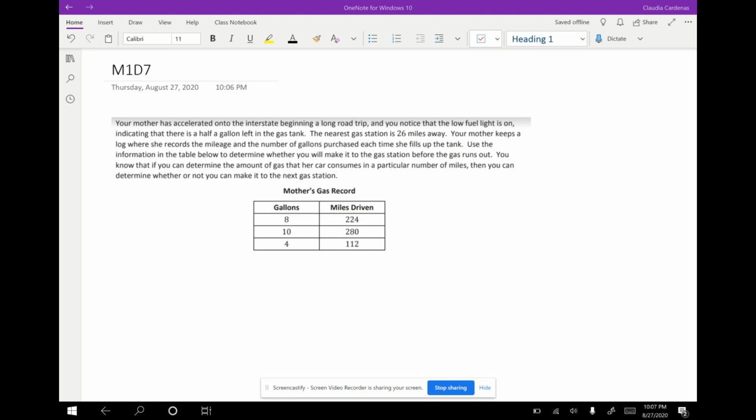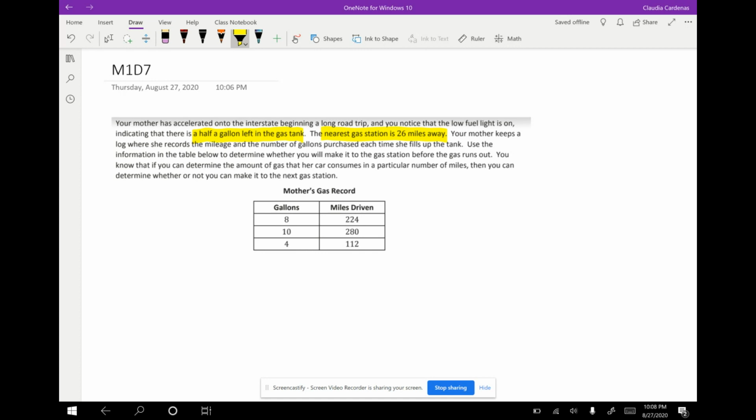Alrighty, so I'm going to read this problem one more time for you to stamp important information. Please pay close attention to what the problem is asking us to find. Your mother has accelerated onto the interstate, beginning a long road trip, and you notice that the low fuel light is on, indicating that there is half a gallon left in the gas tank. The nearest gas station is 26 miles away.